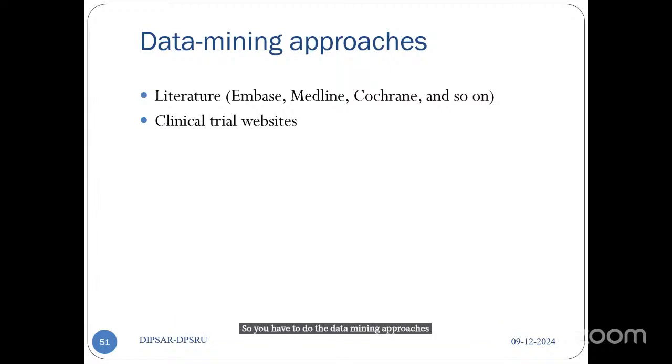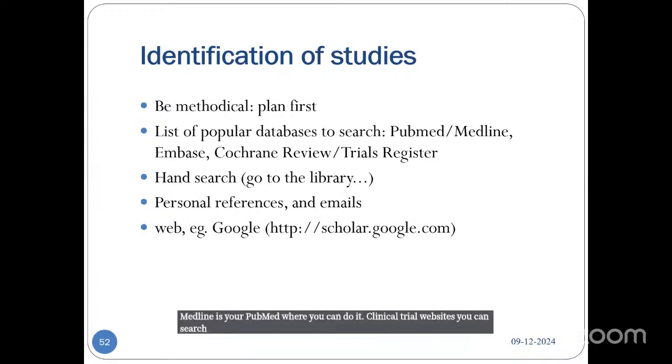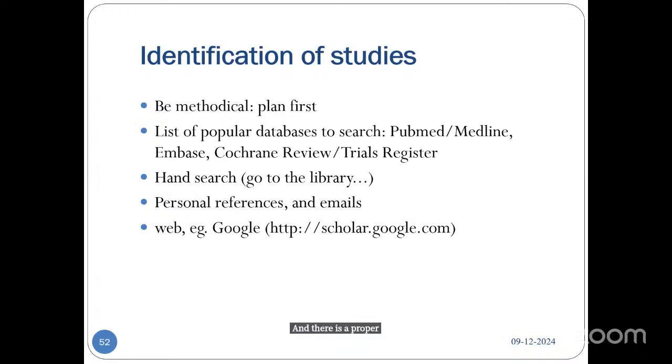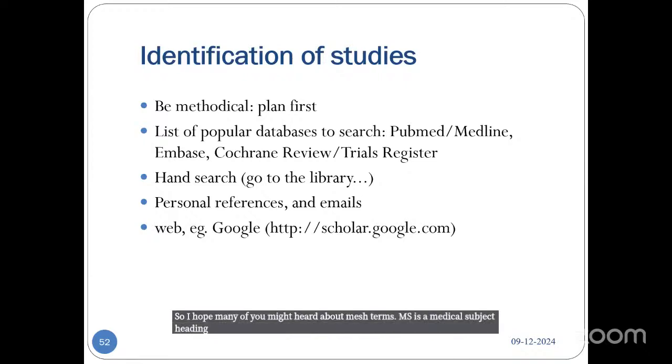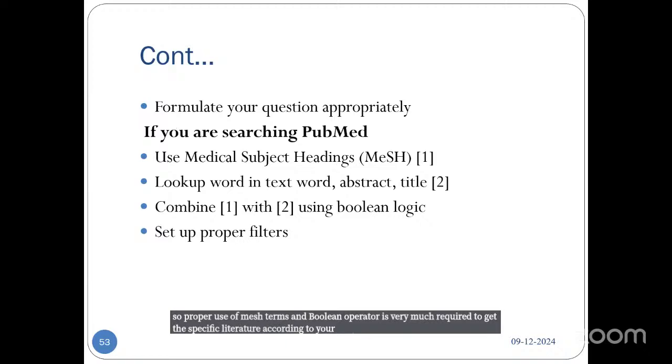Embase is a commercial one, but Medline, which is your PubMed, is where you can do it. You can also search clinical trial websites, and you have to prepare proper search terms to do the literature search. I hope many of you have heard about MeSH terms. MeSH is Medical Subject Headings, and there are Boolean operators. Proper use of MeSH terms and Boolean operators is very much required to get the specific literature according to your objectives, right? So how to do it?